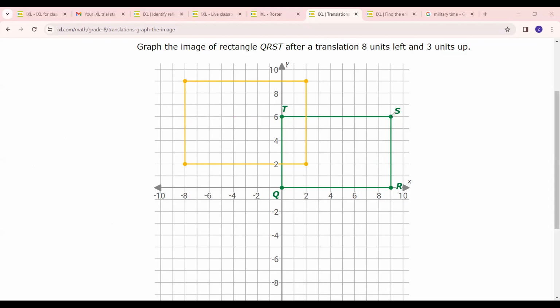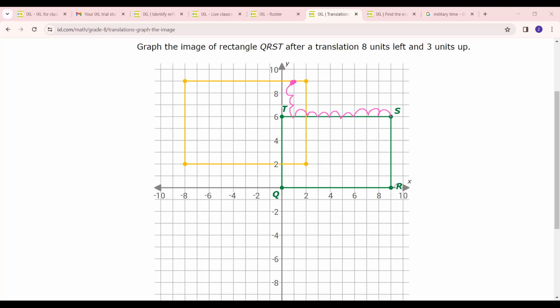Then this one says 8 units to the left and 3 units up. So you're going to move this 8 units to the left. 1, 2, 3, 4, 5, 6, 7, 8. Then it's going to be 1, 2, 3. So we were wrong. It's actually here. So 8 units to the left is going to be 1, 2, 3, 4, 5, 6, 7, 8. And then 3 units up. 1, 2, 3. So it is actually right there.